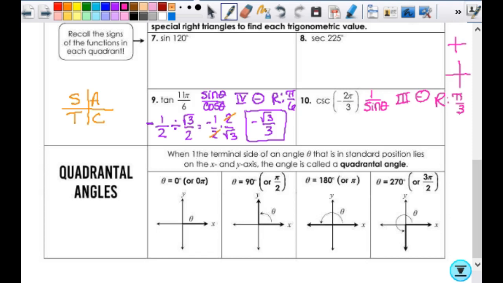But that's not really what I write down, right? I could put 1 over that, but doesn't this just mean the reciprocal? So instead of the square root of 3 over 2, I'm going to write 2 over the square root of 3, because it's the reciprocal, right? And then I have to rationalize, so that's going to give me 2 square root of 3 over 3. And is it positive or negative? Negative. And this is your answer.